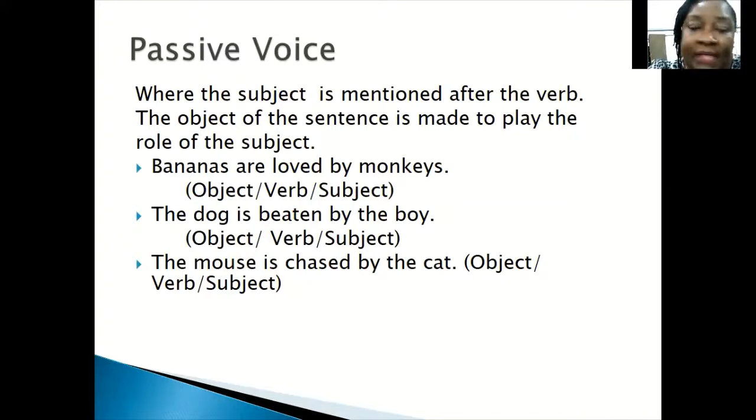The same thing obtains in the third example, which reads, the mouse is chased by the cat. This is a passive voice. The active voice read, the cat chased the mouse. Again, we have object, verb, subject instead of subject, verb, object.